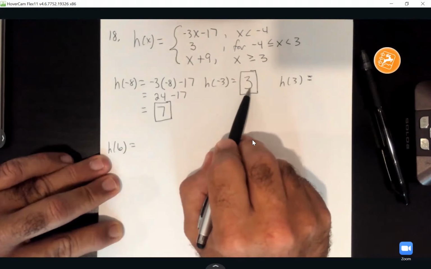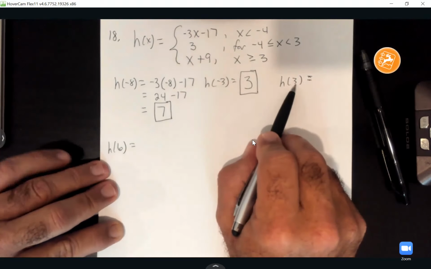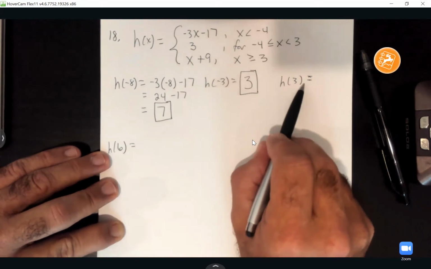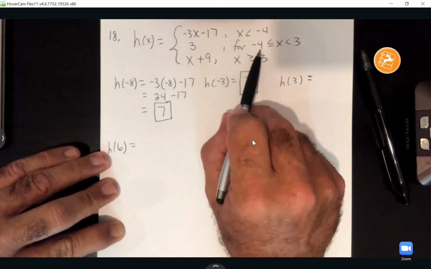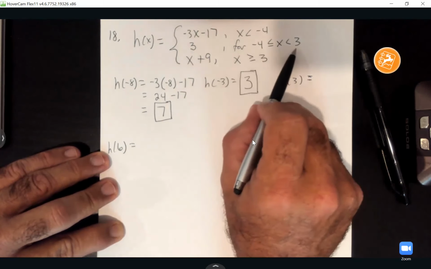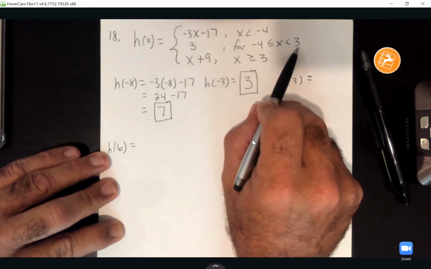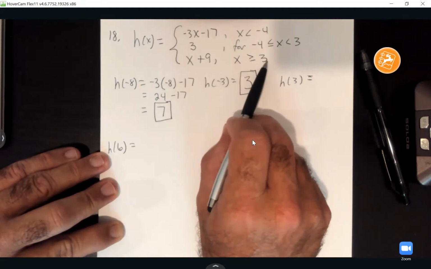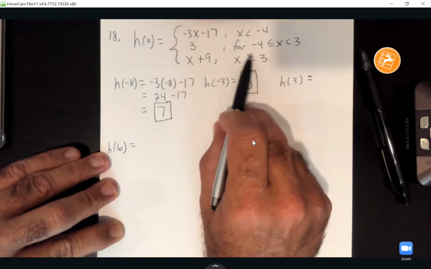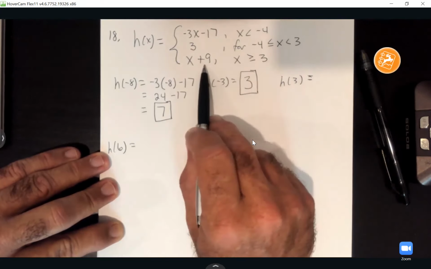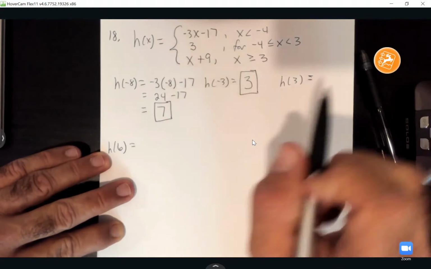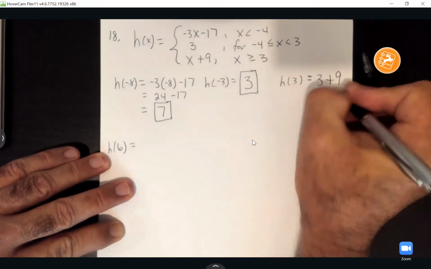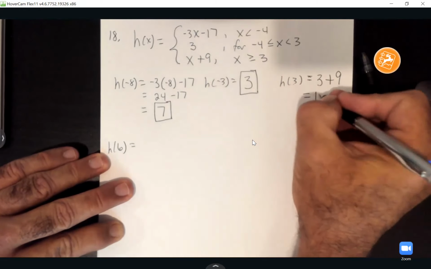So then you come to h of 3. Well, 3 is not less than negative 4. 3 is not between negative 4 and less than 3. So look at the third equation: 3 greater than or equal to 3. Well, 3 does equal 3, so that makes it true. So I would use the last equation, which is x plus 9. In place of my x, I'm going to put my 3. So I get 3 plus 9, which gives us 12.